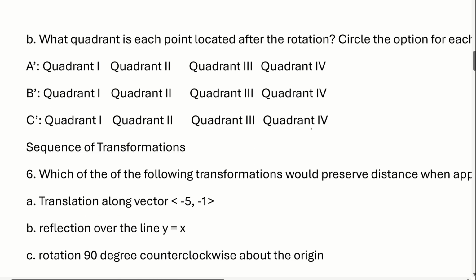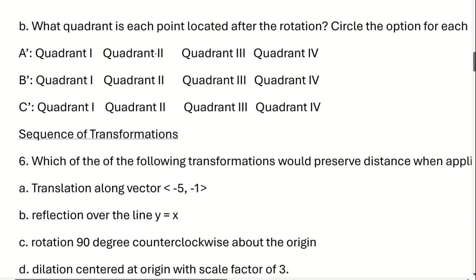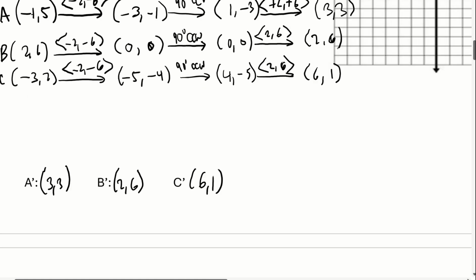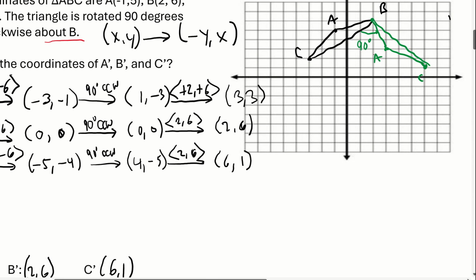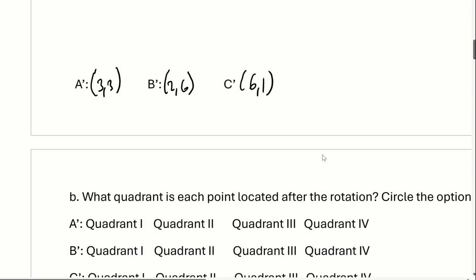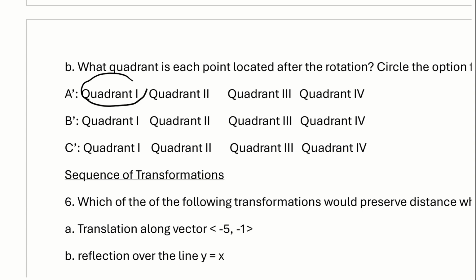So now we're going to say what quadrant is each point located after the rotation. All right, remember that this is quadrant 1, 2, 3, and 4, right? So it looks like all the points are now located in quadrant 1 after we do the rotation. All right, there you go.